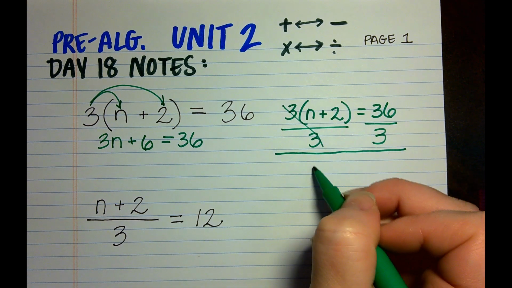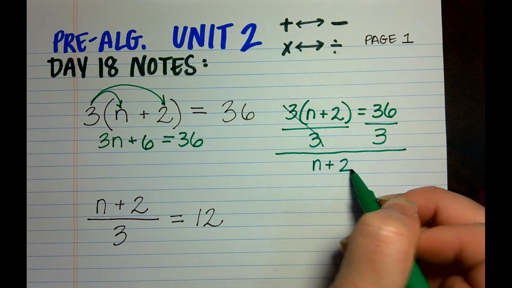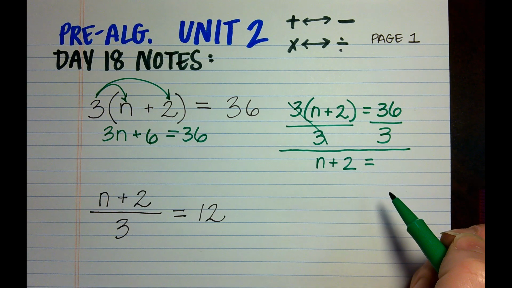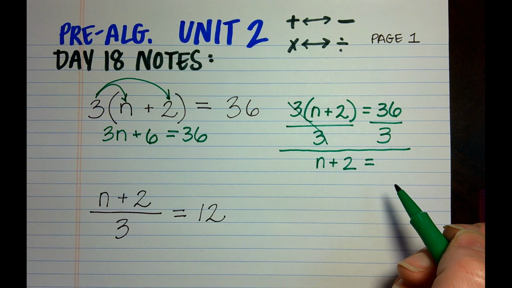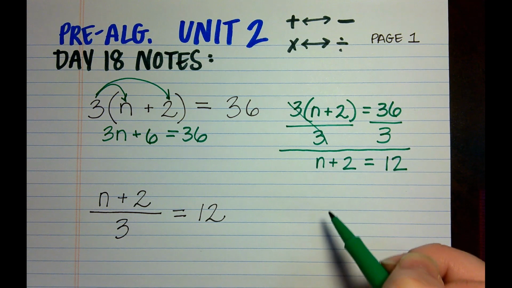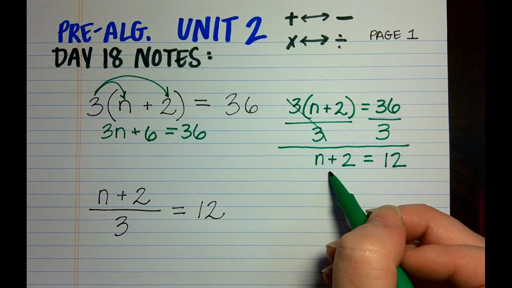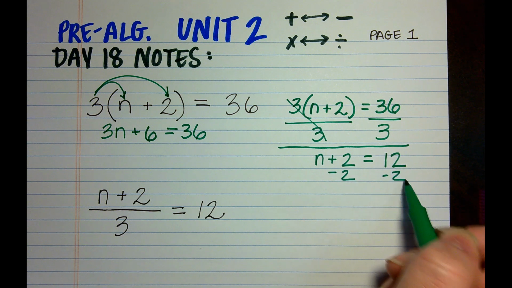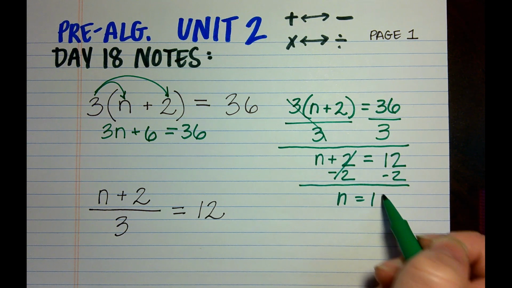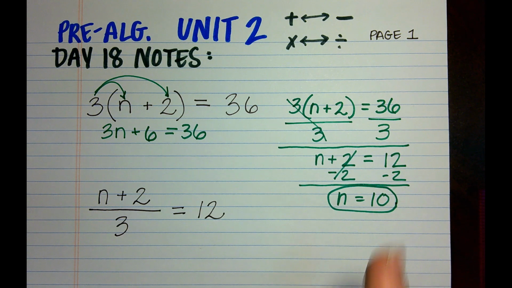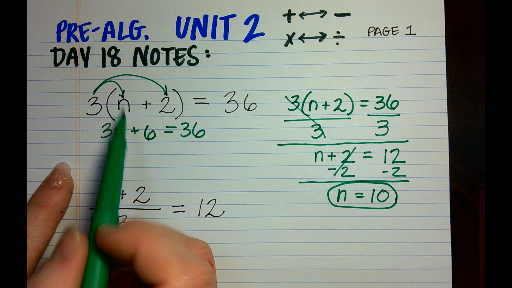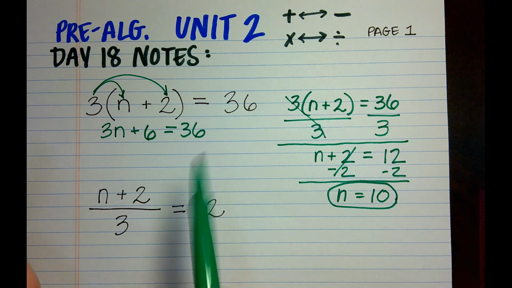And that would leave me with n plus 2 equals 36 divided by 3, which is 12. Good. And then our last step would be minus 2. And that gives us n equals 10. Right? This way is a little faster.